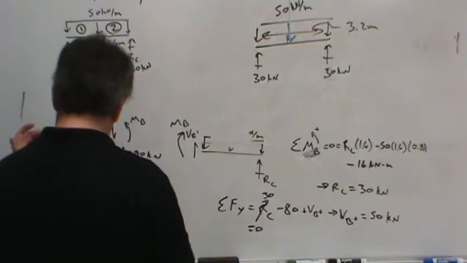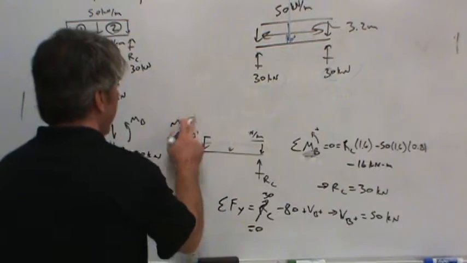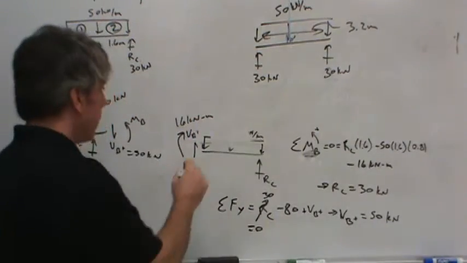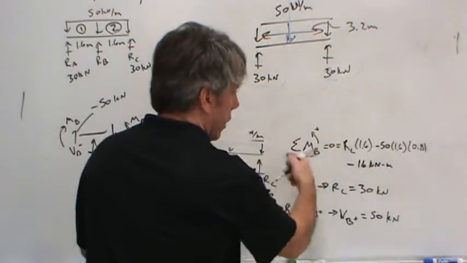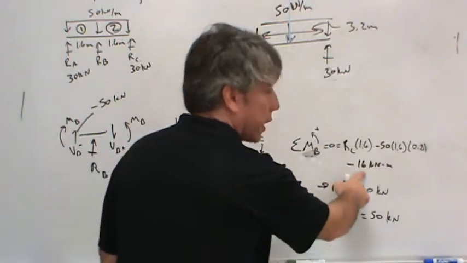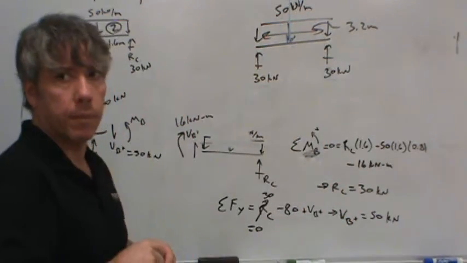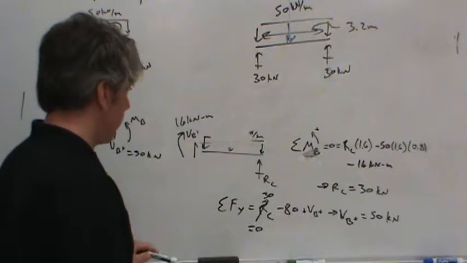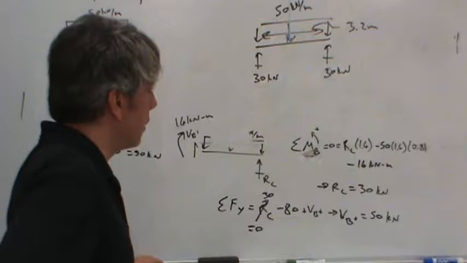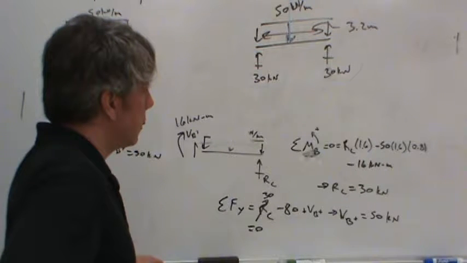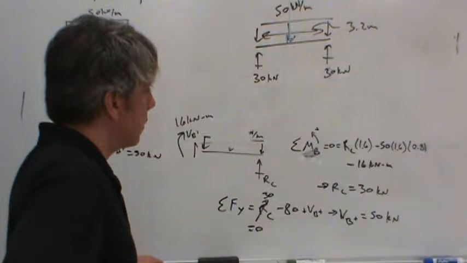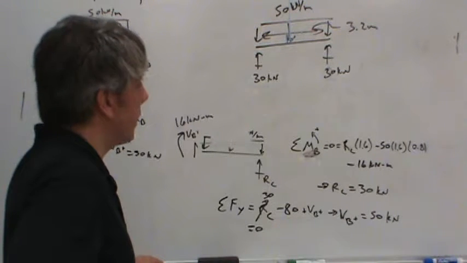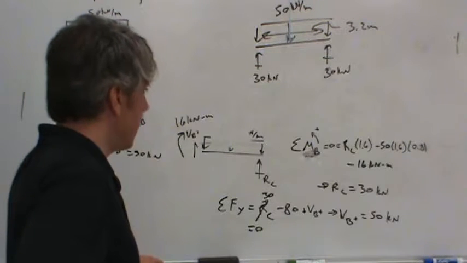Because look, let's write it out. If we were to write out a number for MB, we would have simply written 16 kilonewton meters here, wouldn't we? But that's a clockwise. In our equation, counterclockwise is positive, so I have to plug it in as a negative. Well, if you do that, you end up with 50 for RC. You do for RC? Yeah. Because for RA, you're taking the 50 times 1.6 times 0.8 minus 16, and this one, you're basically summing. I've got a mistake in here somewhere.